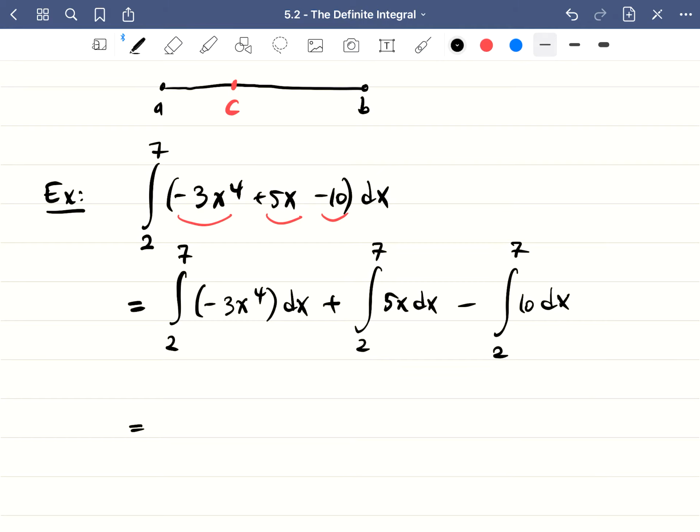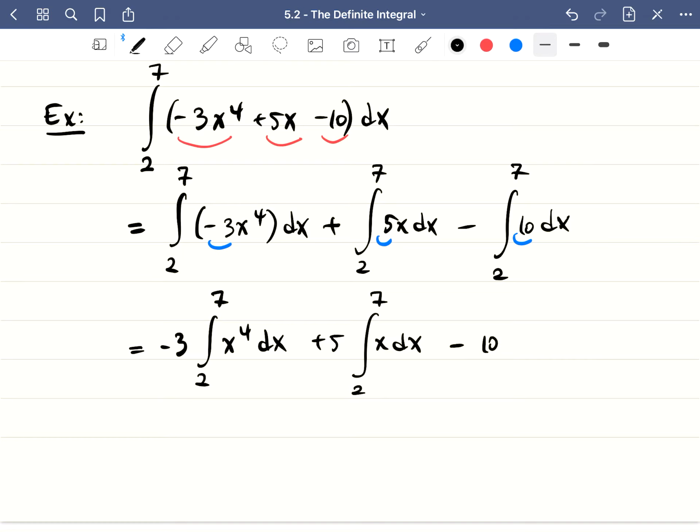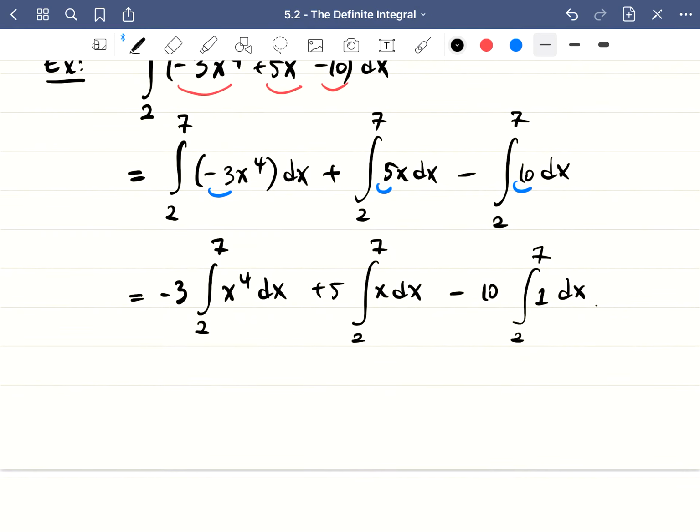So this is equal to, now you can pull these coefficients outside of the integral. So I have negative 3 times the integral from 2 to 7 of x to the power of 4 dx plus 5 times the integral from 2 to 7 of x dx minus 10 times the integral from 2 to 7 of 1 dx, and so on. So you can always use these properties. So let me do another example.